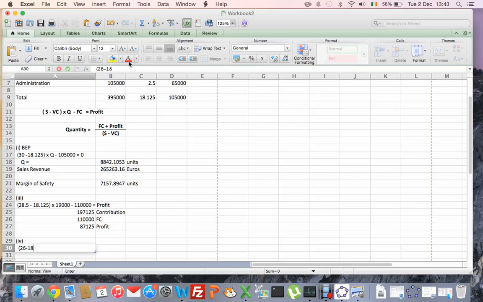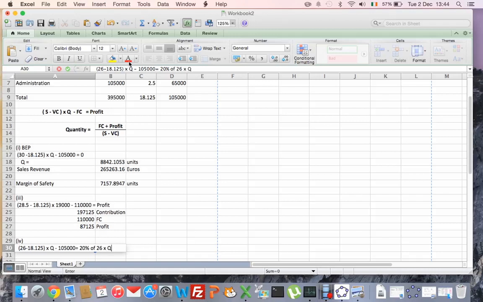So it's minus 18.125 times Q. So the number of units, Q, is the missing figure, minus fixed cost, which is 105. It's the original fixed cost, equals now the profit. The profit is going to be 20% of the sales revenue from the sales of these units. The sales revenue is sales price, and the sales price is 26 multiplied by the quantity.